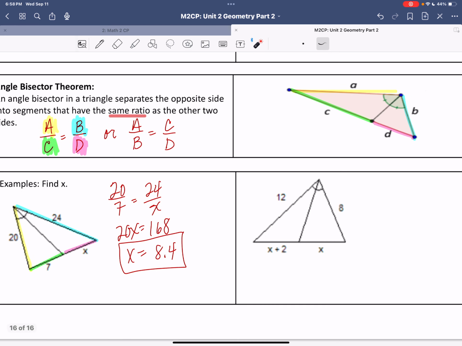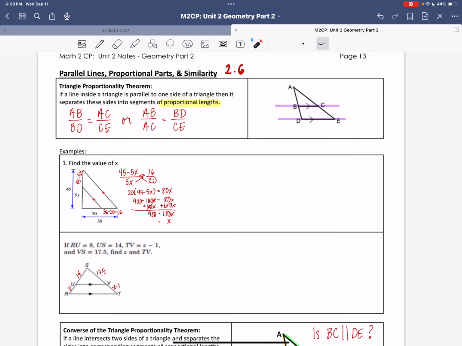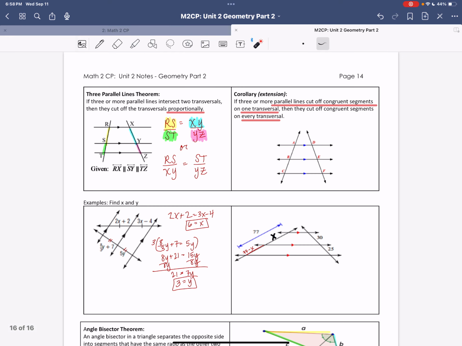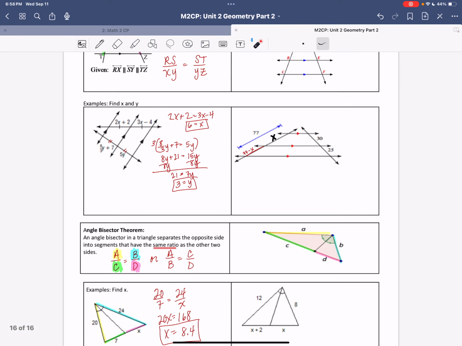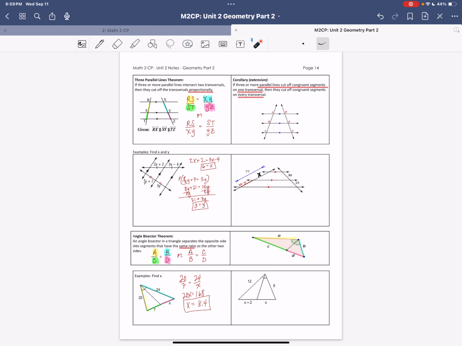For this one, your angle bisector is right here, so you know this angle is equal to that one. What I would do is set up your proportion as 12 over x plus 2 equals 8 over x. Cross multiply and solve for x. If you did that correctly, x should equal 4. Remember, you've got your triangle proportionality theorem, the converse, your three parallel line theorem, and your angle bisector theorem. Those are all proportional, so make sure you're following the directions and the rules on that one.